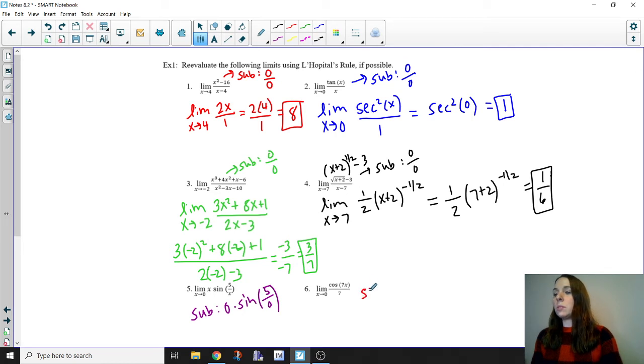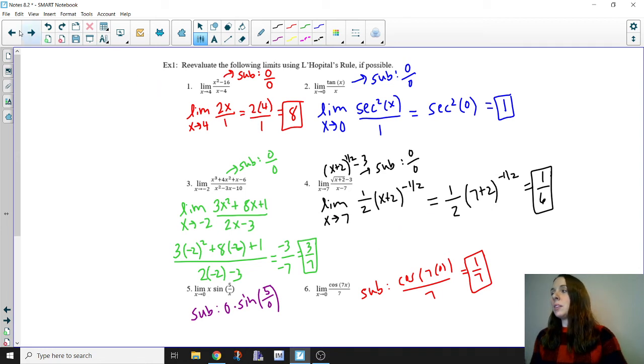Finally, number 6, keep in mind that's one where we don't need any special technique to evaluate, because when we use substitution, it works. Cosine of 7 times 0 over 7 is equal to 1/7. Not an indeterminate form. We get an answer right away, so we know we're done.